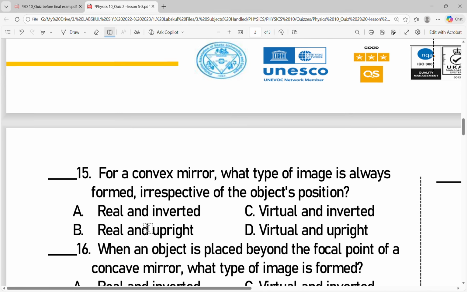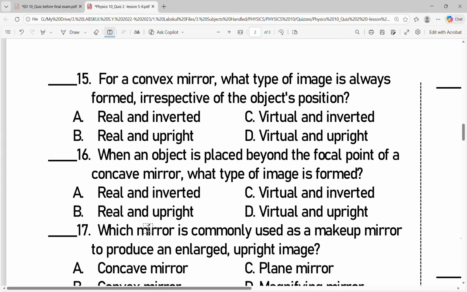We move forward to number 15. For a convex mirror, what type of image is always formed, irrespective of the object's position? If you notice, we use it as a rear view mirror to give us a wider field of view. And when you look at the image or the reflection in a convex mirror, it's smaller, it's always virtual, and it's always upright. So the answer here is letter D.